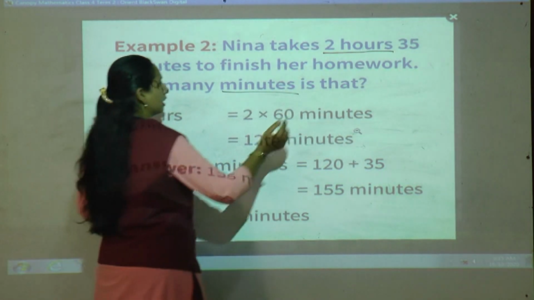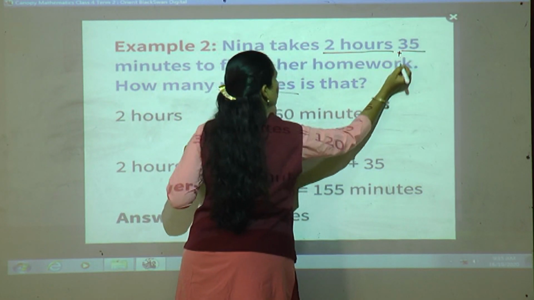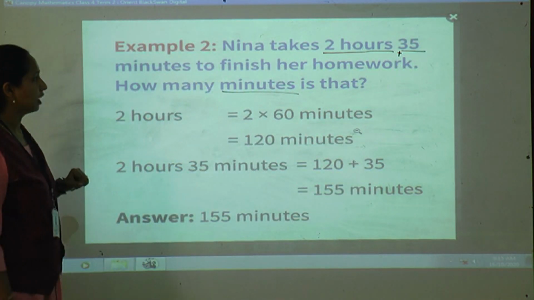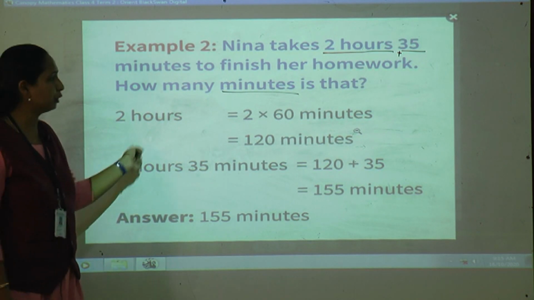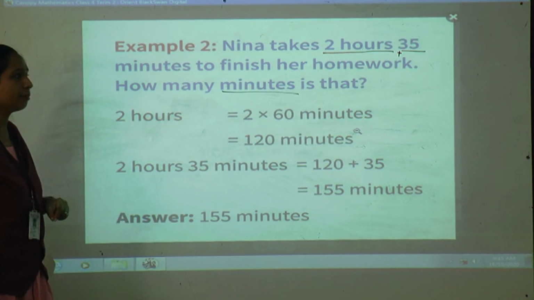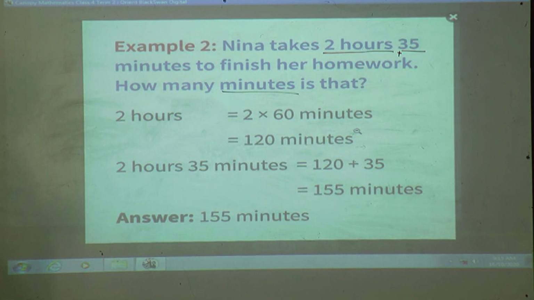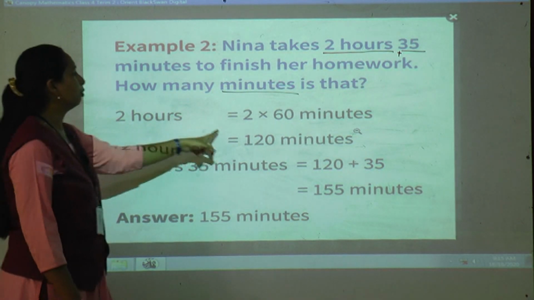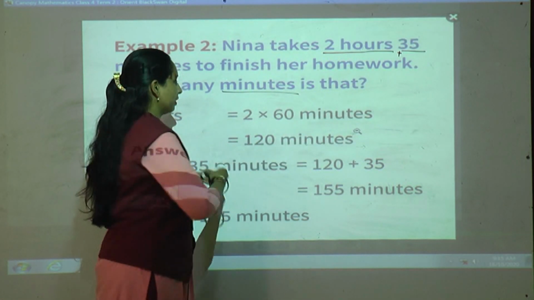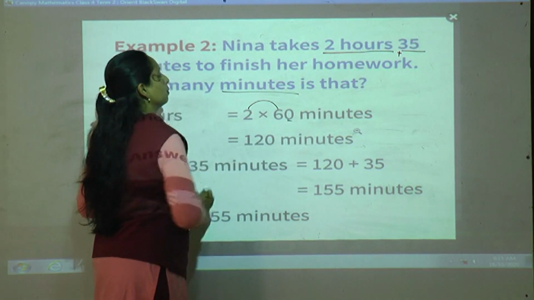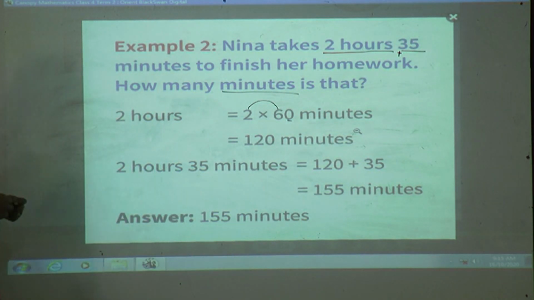And with hours they had given some minutes also. This we have to add. Now first we will convert hours into minutes. Try to recall your memory, what we have to do to convert hours into minutes. Yes, very good. Of course, multiply, isn't it? So 2 hours is equal to 2 multiplied by 60 minutes. So when we multiply, 6 as it is, 2 6s are 12. So it is together 120 minutes.